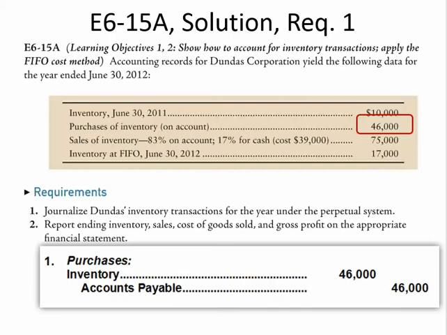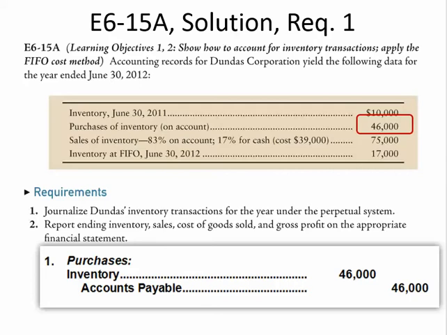On account means accounts receivable if it's our customer, but in this case it's accounts payable because we're purchasing the inventory. When it says purchases of inventory, that means this company purchased it. So we debit inventory, an asset, and we're increasing it, and we credit accounts payable, a liability, and we're increasing that as well. So that is the first journal entry for requirement 1.